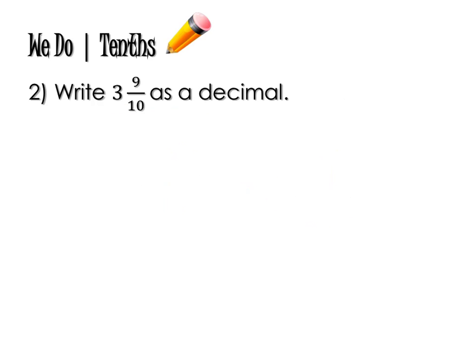Question 2. Write 3 9/10 as a decimal. My 3 wholes will remain as 3 wholes and 3 ones. My 9/10, I need to convert it to a decimal. Now 9/10, you know it's 0.9. So 3 9/10 is 3.9. So 3 9/10 as a decimal is 3.9.